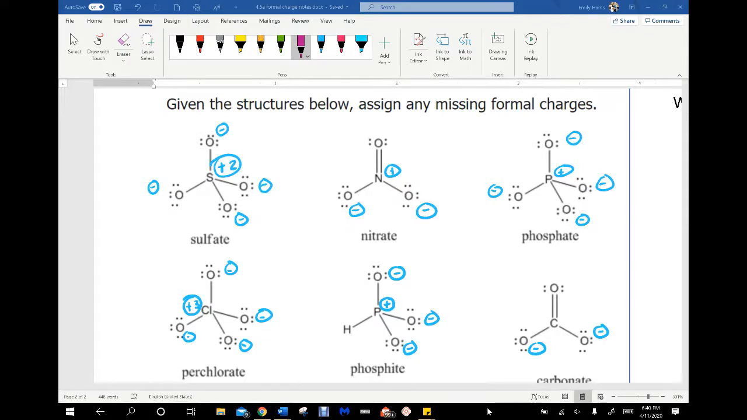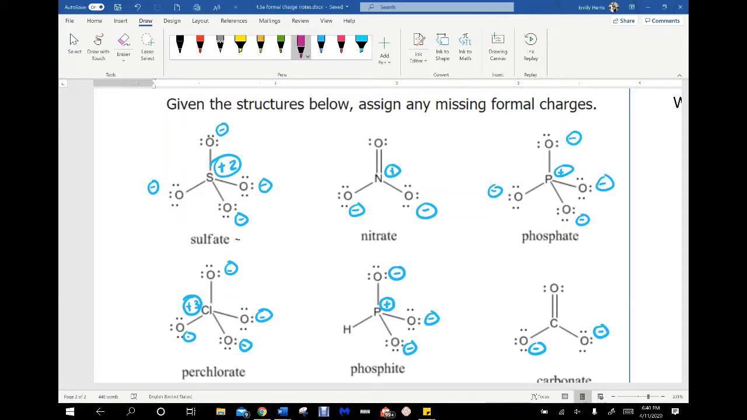All right, so here we are back with the answers. And it's interesting because these are all structures of the polyatomic ions that we're familiar with from our blue reference sheet. And if we take a look at the formal charges, they help explain why the polyatomic ions carry the charge that they do.